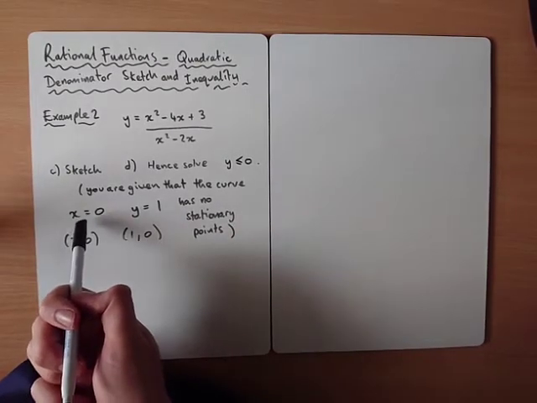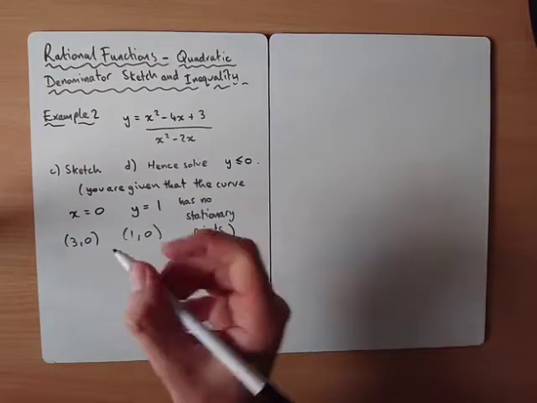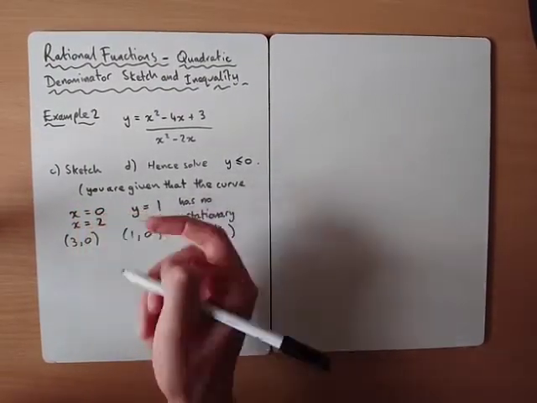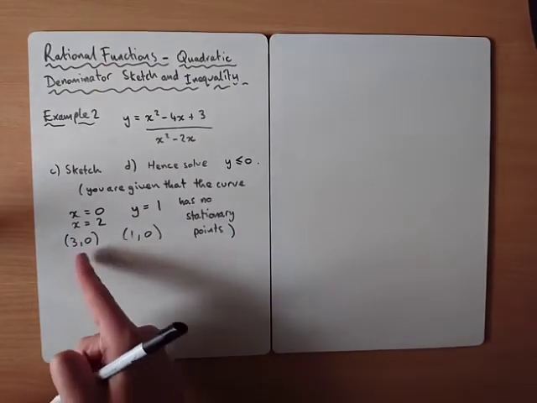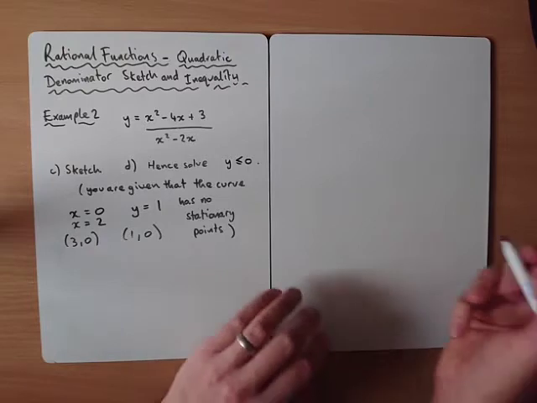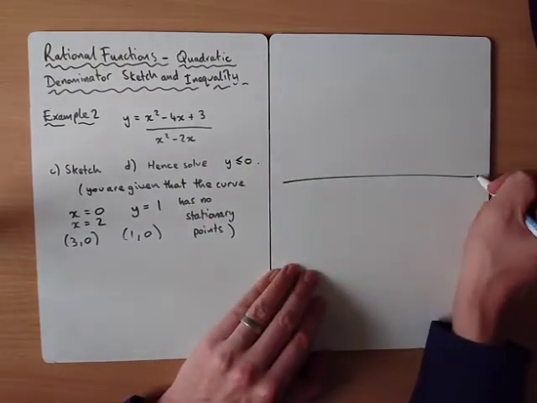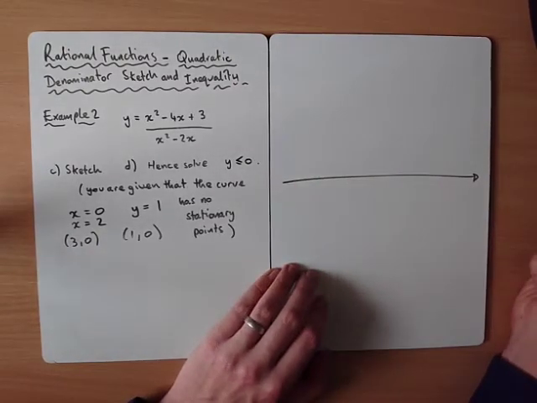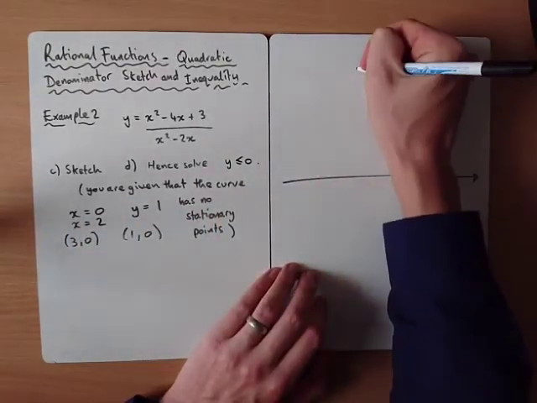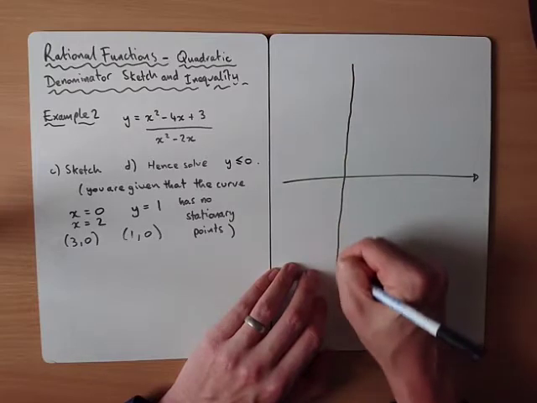So we've got our vertical asymptotes x equals 0 and x equals 2, horizontal y equals 1, and these are the two roots where it crosses the x-axis. Okay, so obviously give yourself enough space for your axes. 0 and 2, so I'm going to do a little bit more space over on the right hand side.